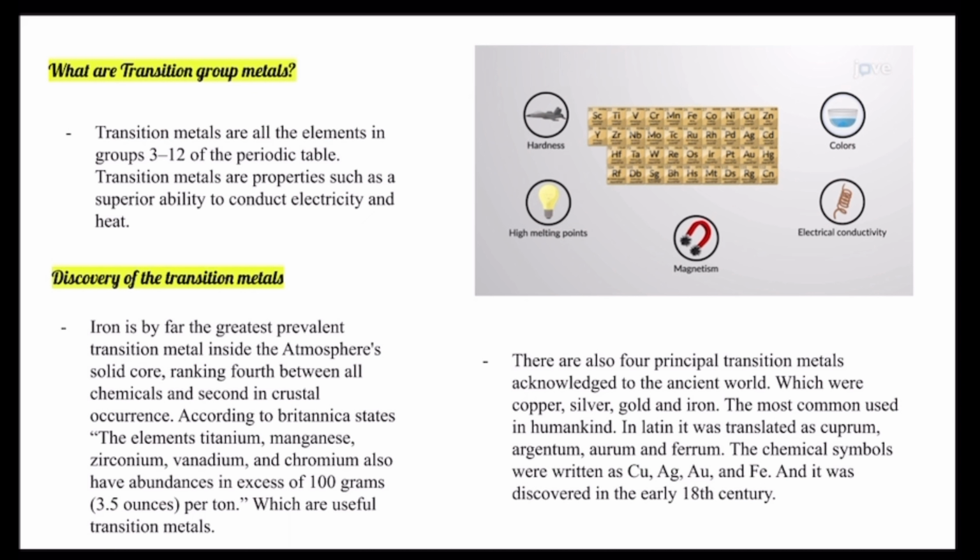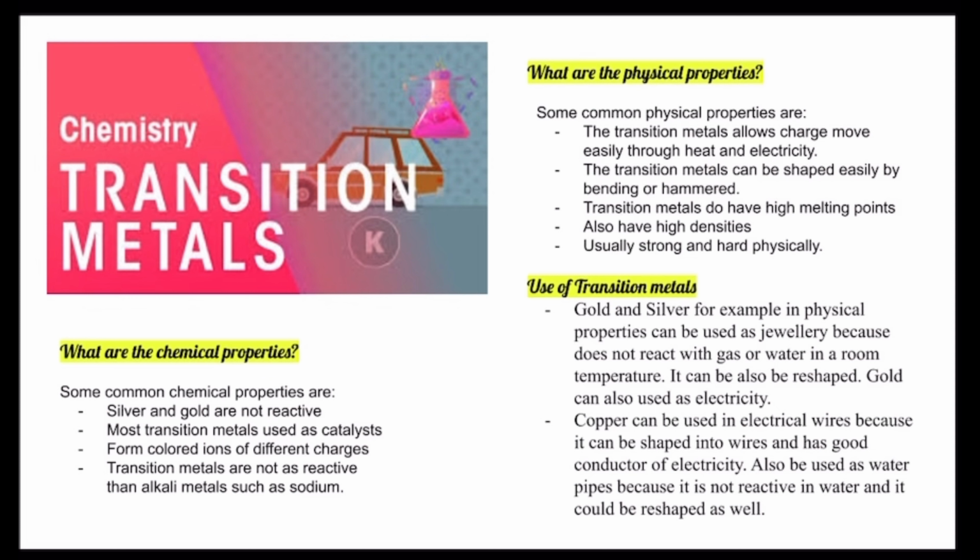There are also four principal transition metals known to the ancient world, which were copper, silver, gold, and iron, the most commonly used by humankind. In Latin, they were called cuprum, argentum, aurum, and ferrum. I think I butchered it, but I tried. The chemical symbols are written as Cu, Ag, Au, and Fe, and they were discovered in the early 18th century.